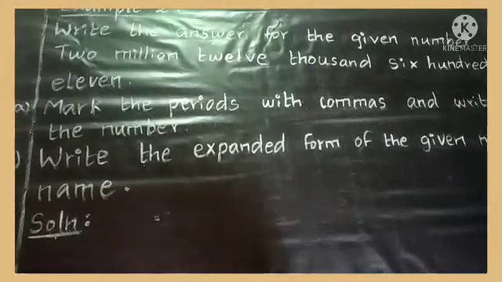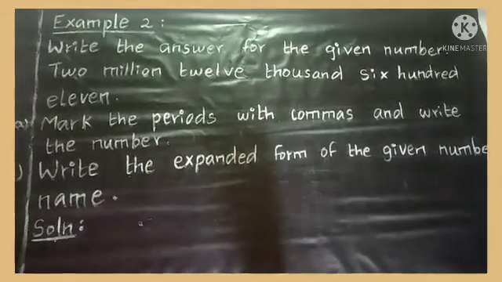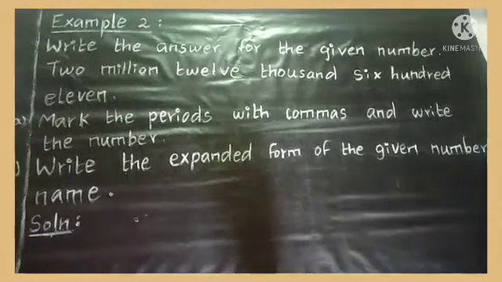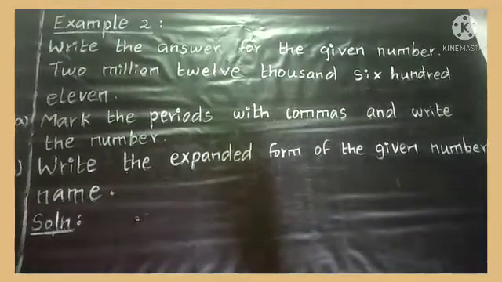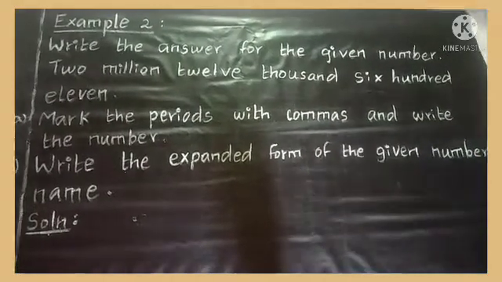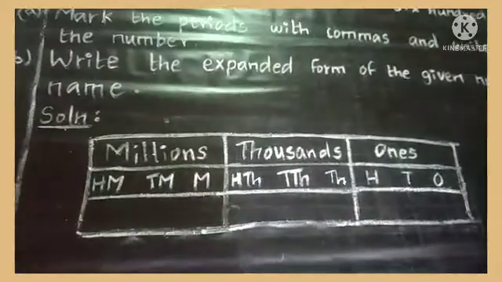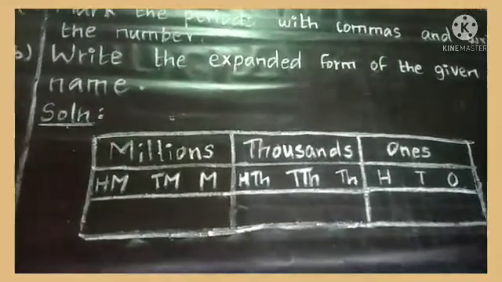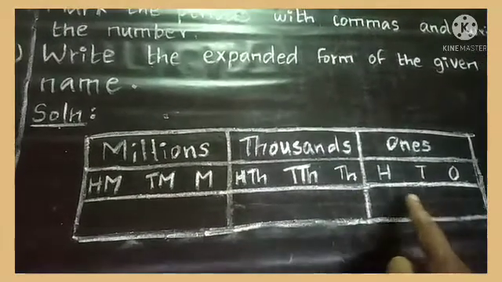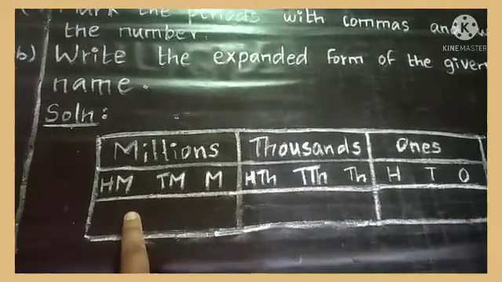Example 2. Write the answer for the given number name 2,012,611. Mark the periods with commas and write the number. Then write the expanded form of the given number name. Children, first draw the place value chart, write the periods and places. In the International Place Value System, the periods are ones, thousands and millions. The place values are ones, tens, hundreds, thousand, 10,000, 100,000, million, 10 million and 100 millions.